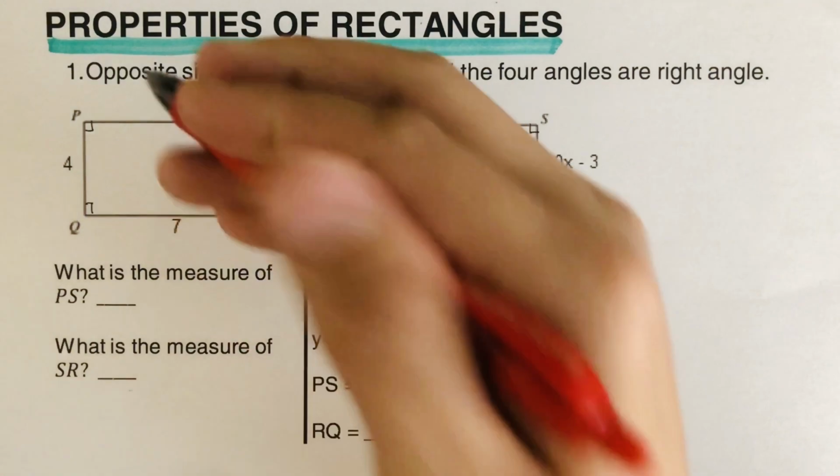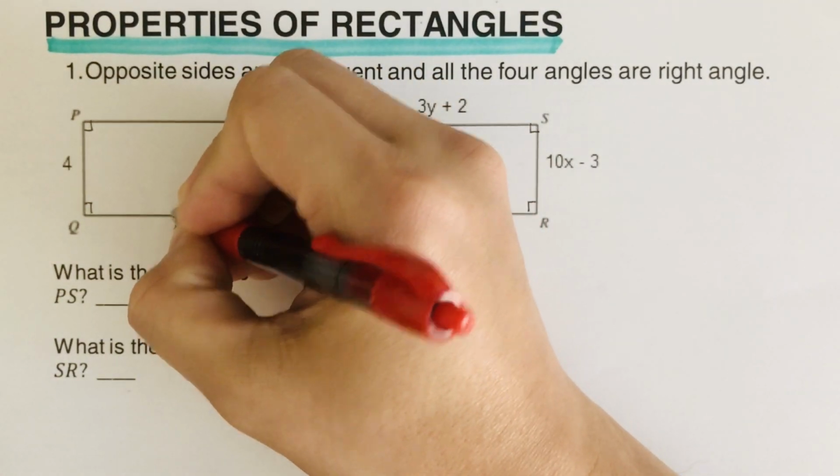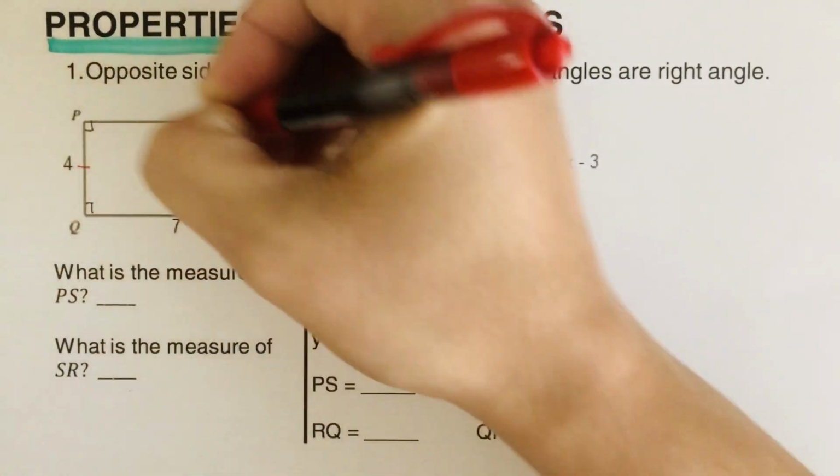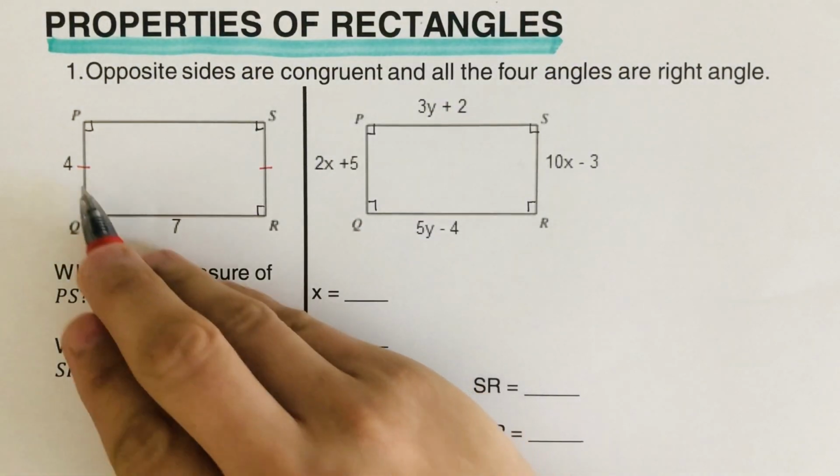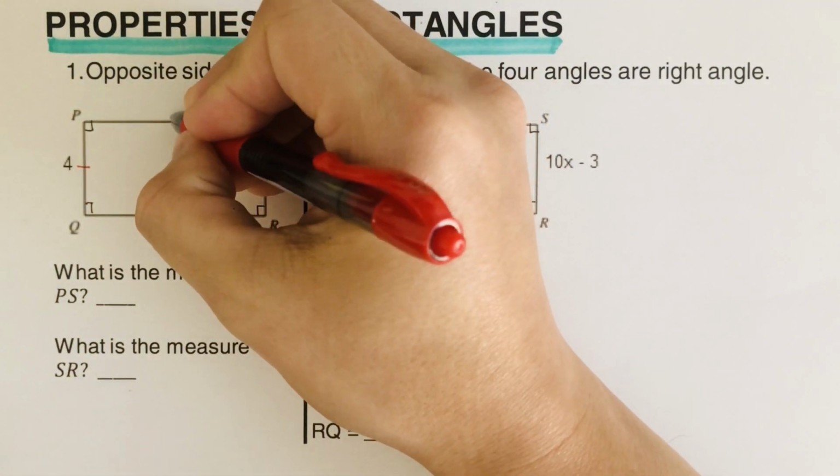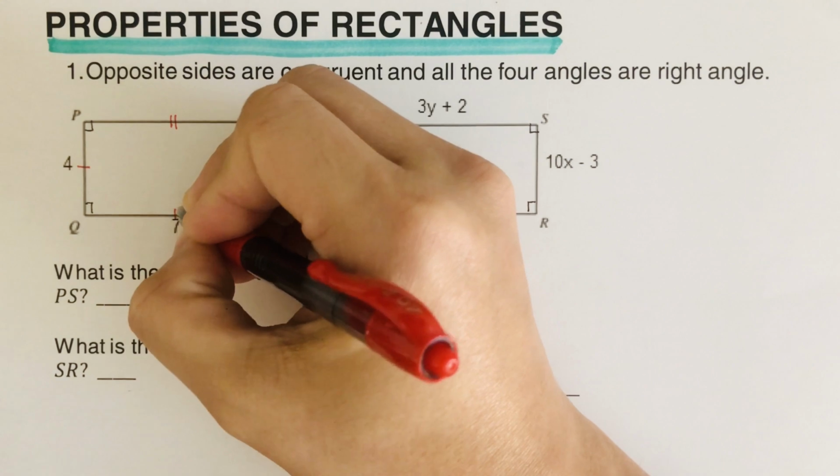So opposite sides are congruent. Across from each other, they're congruent. So this side right here and this side are congruent. They're across from each other. And then this side across would also be congruent.